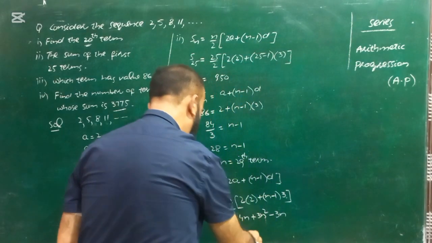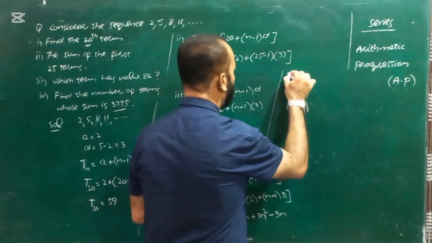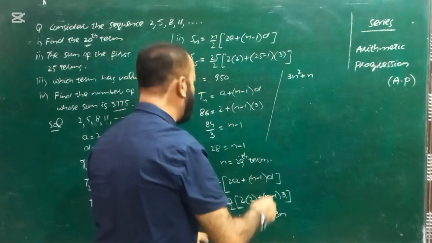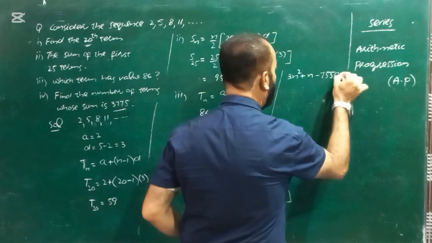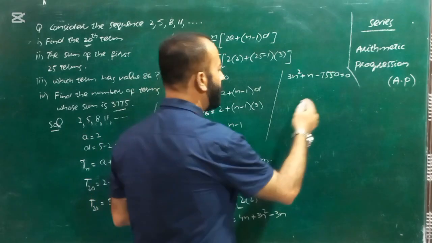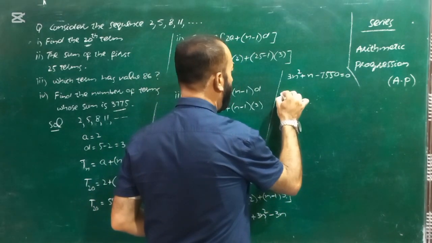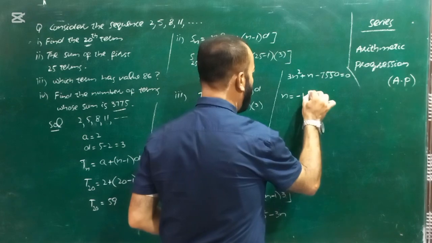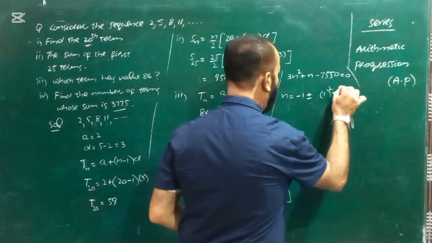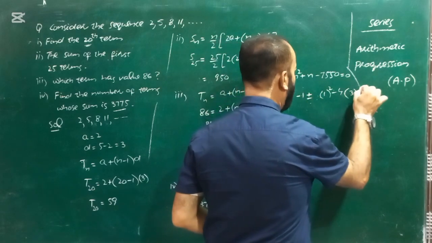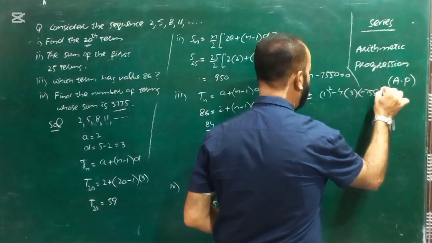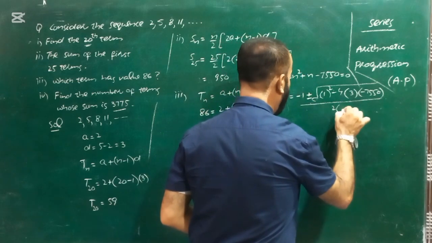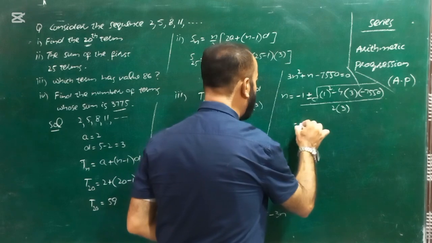From here you can see 3n square plus n minus 7550 is equal to 0. Okay, put it into the quadratic formula. So n is equal to minus b plus minus square root of b square minus 4ac. So b is 1, so minus 1 plus minus square root of b square minus 4, a is 3 and c is minus 7550, divided by 2a. A is 3. Okay, solving it further.